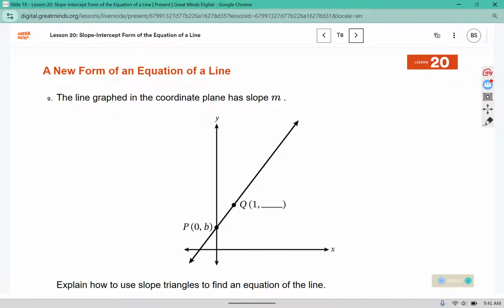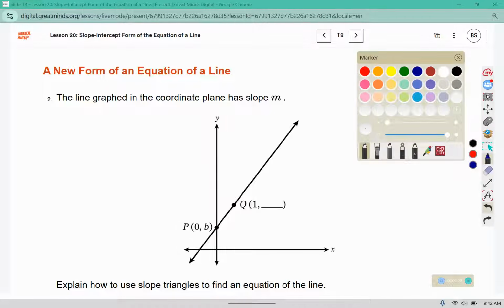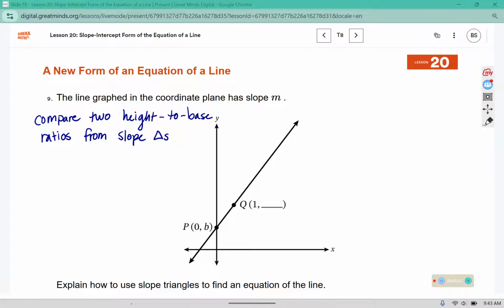9. The line graphed in the coordinate plane has a slope m. Explain how to use slope triangles to find the equation of the line. Well, we're going to start by comparing two height to base ratios from two slope triangles. So I have a slope triangle here, and then we'll draw another one further out.